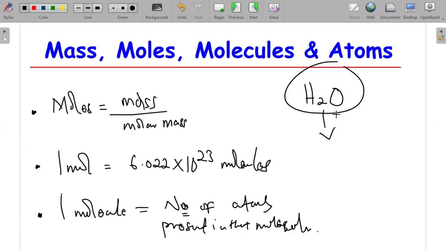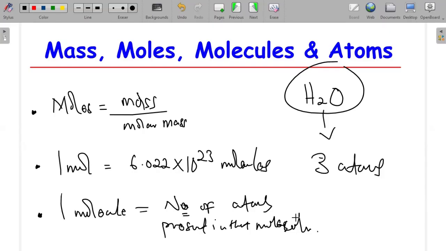We're just going to count what we have. We have 2 hydrogen atoms and 1 oxygen, so it means we have 3 atoms. That's how this last formula works. We have 1 molecule, and in that molecule, how many atoms do we have? We just count individually the number of atoms that we have. That's what we are going to be dealing with.